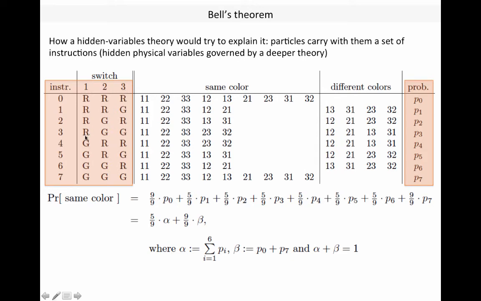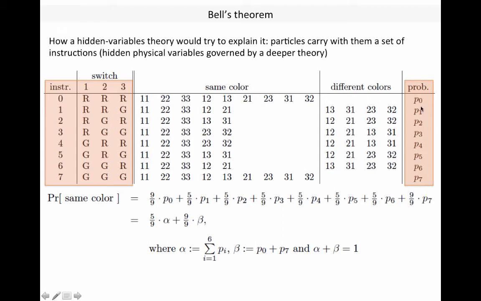If, on the other hand, the particle is carrying with it instruction set 4, then that says if the switch is set to 1, flash green. If it's set to 2, flash red. If it's set to 3, flash red. Now, when the particles are emitted, they are given one of these 8 instruction sets with a probability that is given by these 8 probabilities, P0 to P7.